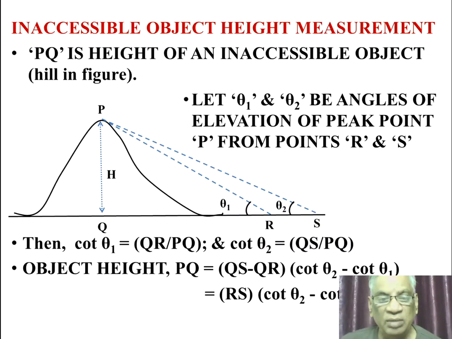QS minus QR is nothing but RS, the distance between the two points of observation, which is known. So RS divided by (cot theta 2 minus cot theta 1), and the theta 1 and theta 2 values are also known. Hence the height of the mountain can be measured.